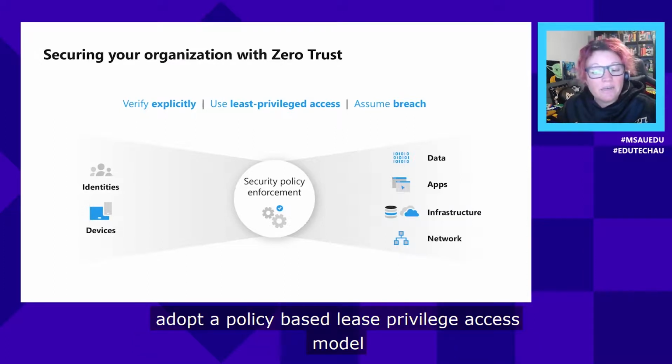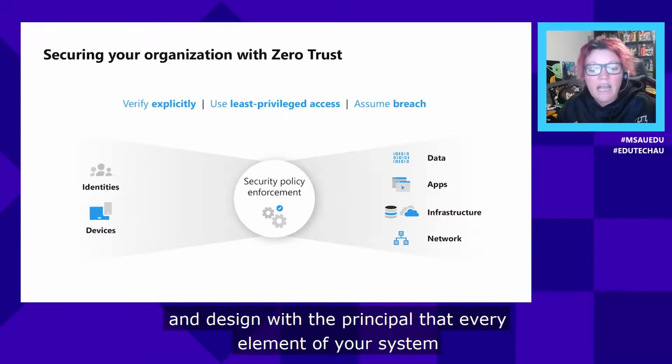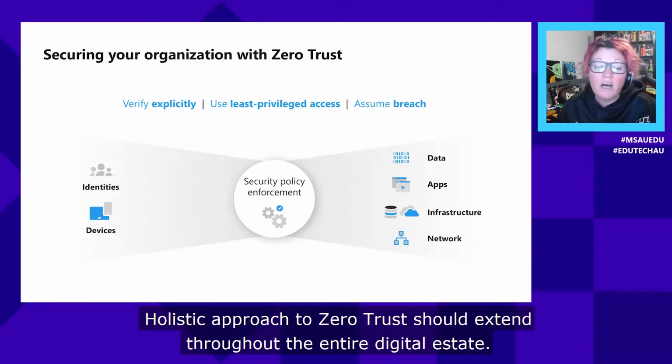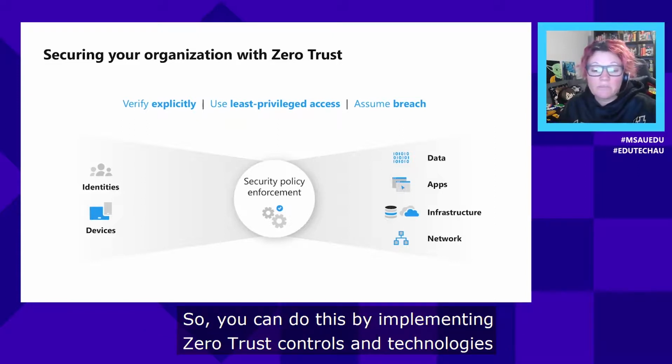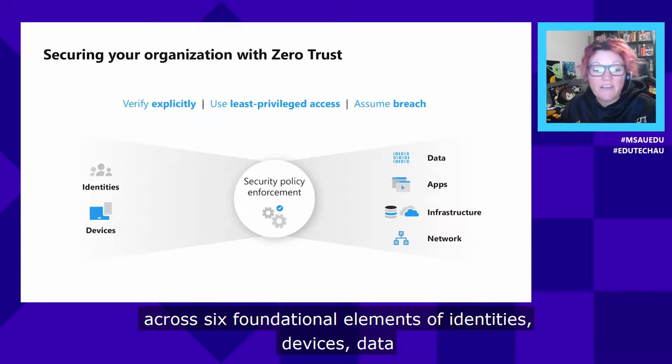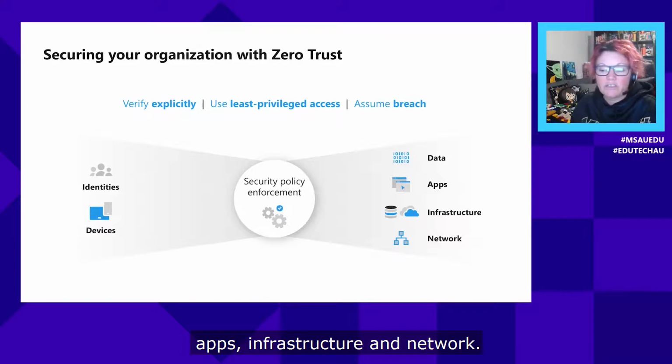Adopt a policy-based least privileged access model, and design with the principle that every element of your system can be breached. A holistic approach to zero trust should extend throughout the entire digital estate. It serves as an integrated security philosophy and an end-to-end strategy. So you can do this by implementing zero trust controls and technologies across six foundational elements of identities, devices, data, apps, infrastructure, and network.